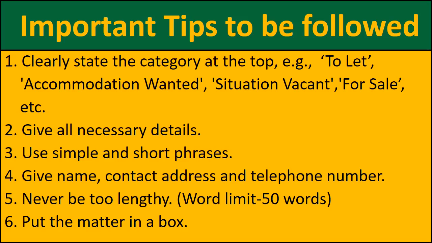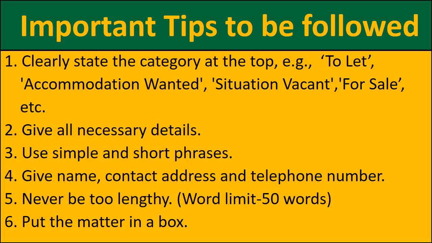Now students, here are important tips to be followed. When you are writing an advertisement, clearly state the category at the top. For example, to let, accommodation wanted, situation vacant, for sale, etc. So this is your heading under which category you are writing your advertisement. So our very first line is to write the name of the category on the top. After that, give all necessary details. And students, please use simple and short phrases. We need not use complete sentences over here.